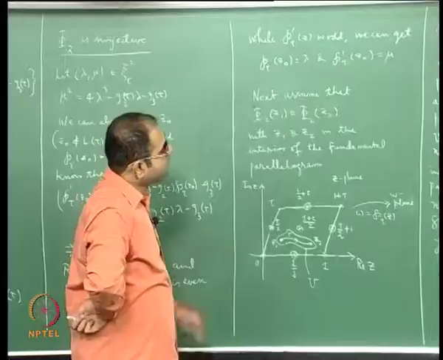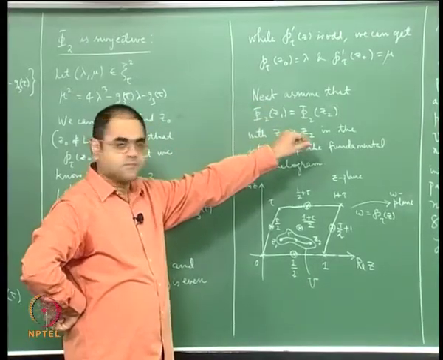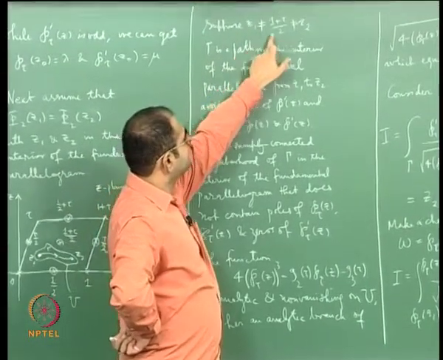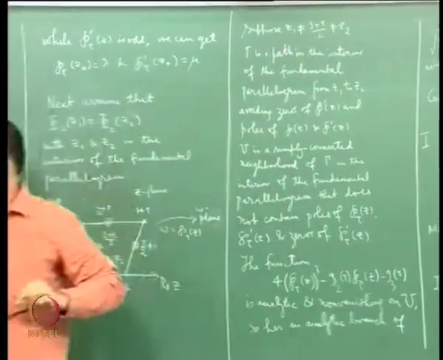So we will have to look also at a few other cases. Suppose I assume z1 is 1 plus tau by 2, that is the case that I will have to look at.